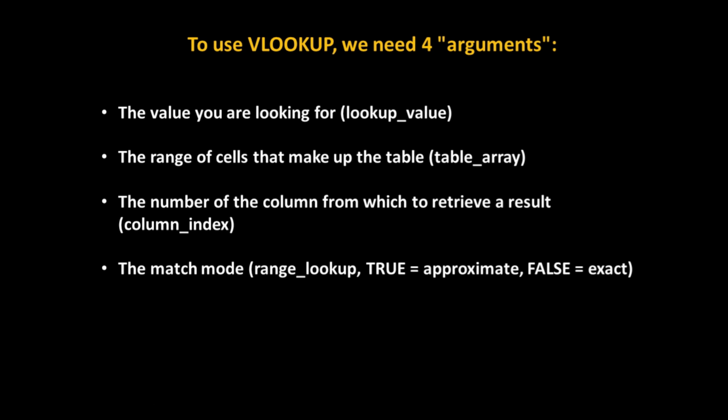Suppose it is column A, B, C. If it is in the C column, then the column becomes the third, so the column index would be 3. The match mode, range lookup: if it is true, it would be an approximate, nearby value, or if it is false, you will get an exact value.